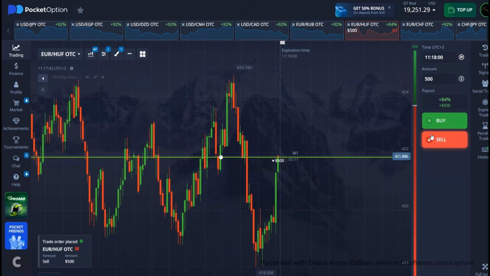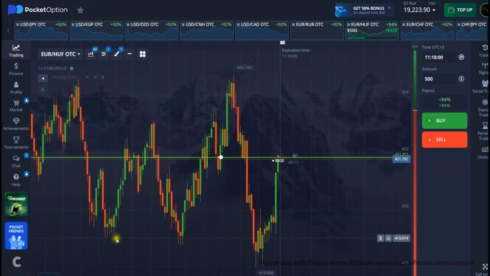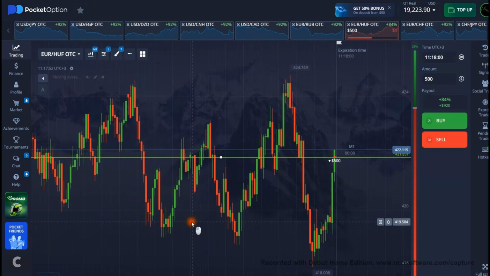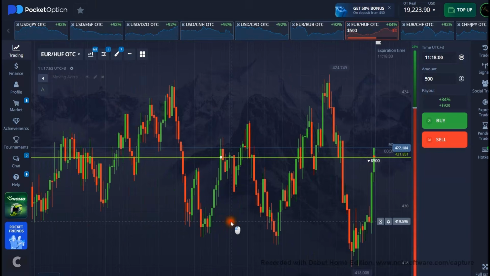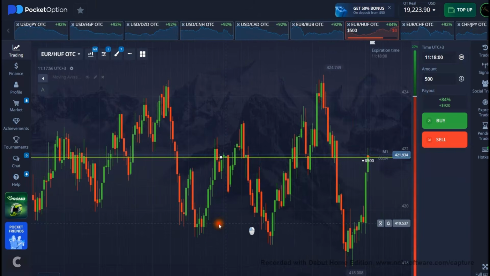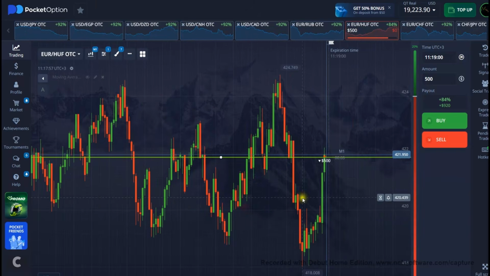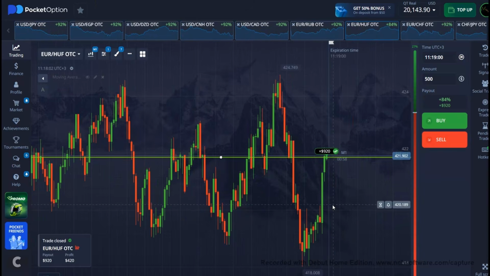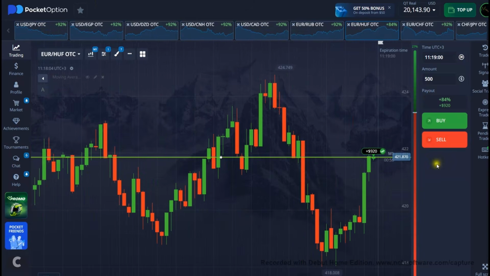Okay, I just took my trade with the sellers. Again, we had this strong support area which was broken, as you can see. We also have this huge exhaustion buyers candle. Okay, that was a win.